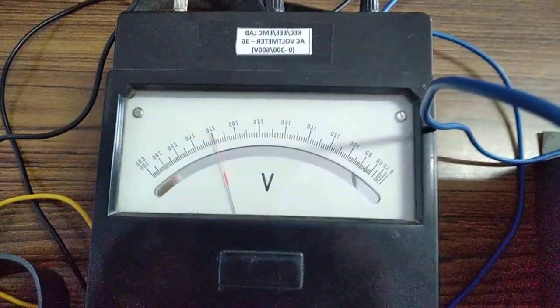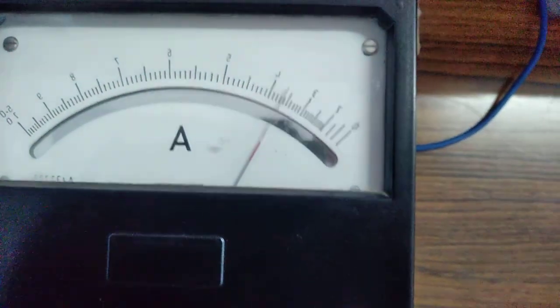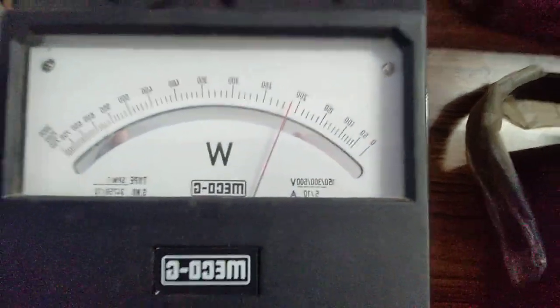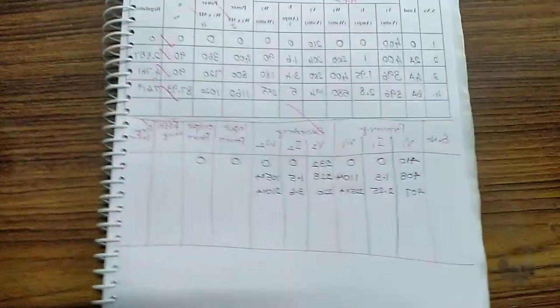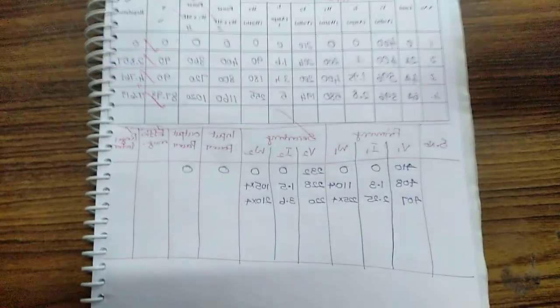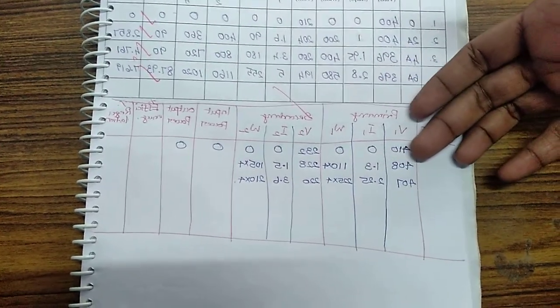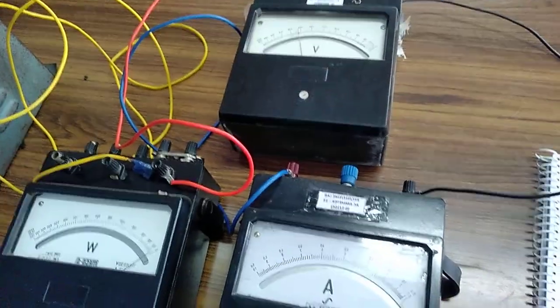Then my secondary voltage is 220 volts, secondary current 3.6 ampere, and power 210. 210 multiplied by 4. So this is our reading under the third load condition. We cannot load above that because we have already reached the rated current. If you go beyond this load, the transformer will be overloaded. Now we are going to switch off the load, so the meter readings come to 0.